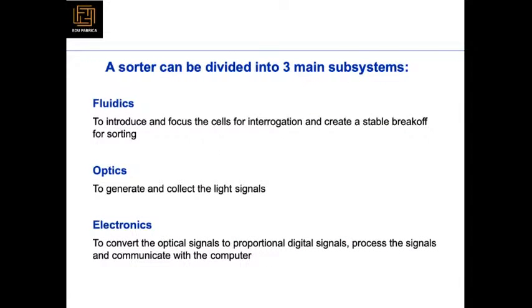A sorter can be divided into three parts: fluidics, optics and electronics. The fluidics deal with the introduction of focused cells, interrogating them and creating a stable break-off for sorting. Optics is to generate and collect the light signals, whereas the electronics convert the optical signal to proportional digital signals, process the signals and communicate with the computer. So electronics deal with the computer part, optics with the light signals, and fluidics with the cell part.